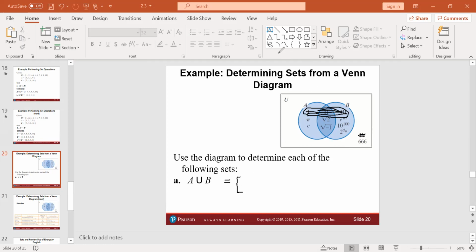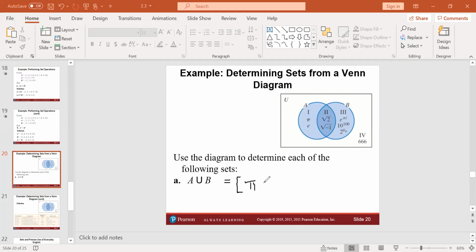But anyways, A union B is going to be the set of all elements that are found in A or B or both of them. So again, we're ignoring the Roman numerals. Pi makes it in because pi is in the set A. It's not in the set B, but that's okay. Basically, A union B is going to be any element that's in these three pieces right here.